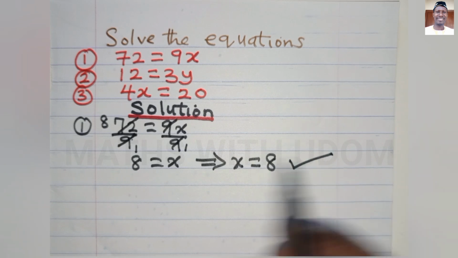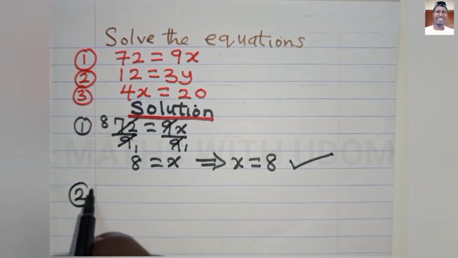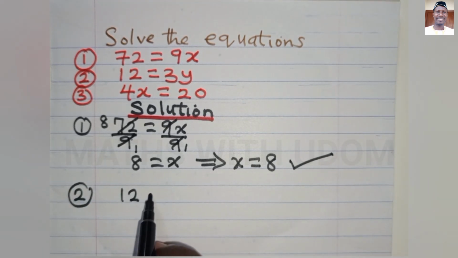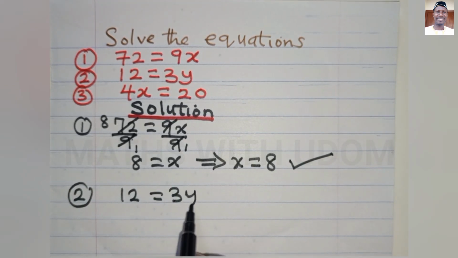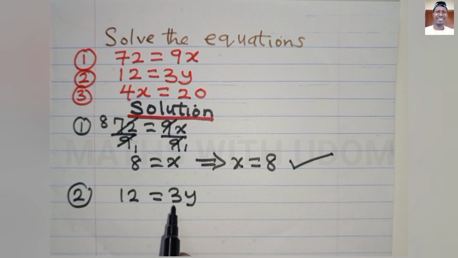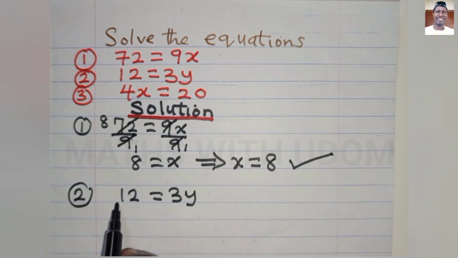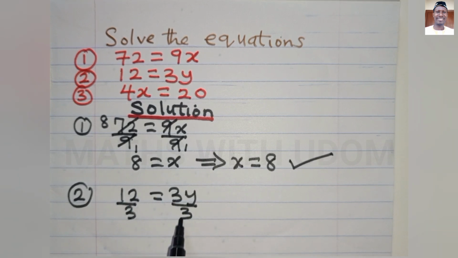This is correct. Question 2. We have 12 is equal to 3y. All we need to do here is to divide both sides of the equation by the coefficient of the unknown. y is the unknown, and the coefficient is 3. So I'll divide left-hand side and right-hand side by 3, which is the coefficient.